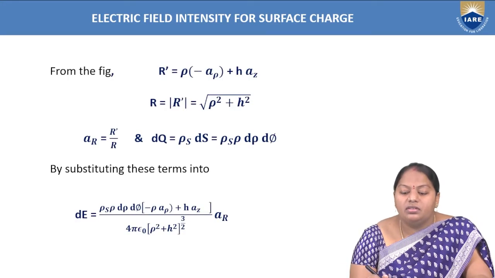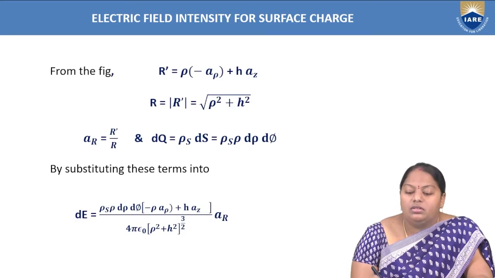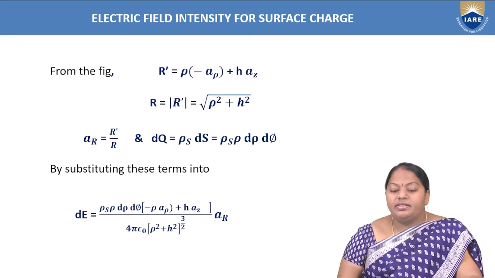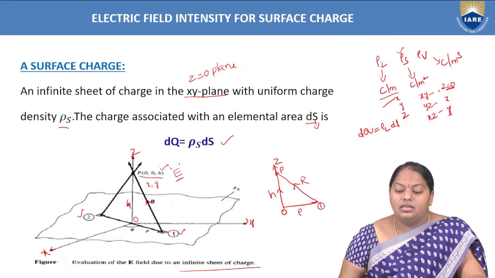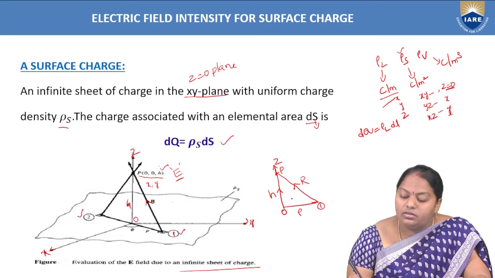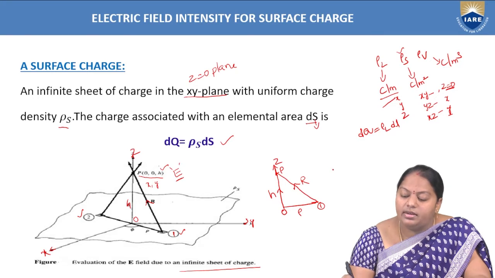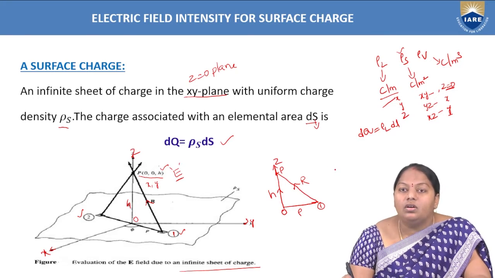Then from the figure, r dash equals rho minus a rho plus H a z. So to evaluate this one, we have to consider, just now we have considered the figure as this. Now if we observe from this triangle, we are going to calculate what is that r. So in order to write the equation, first of all, consider this is a triangle.